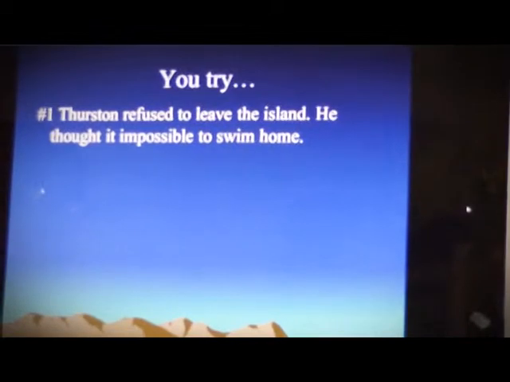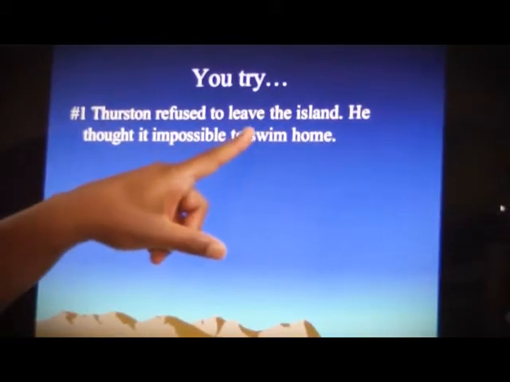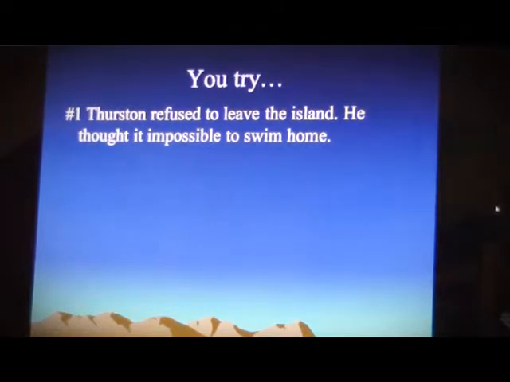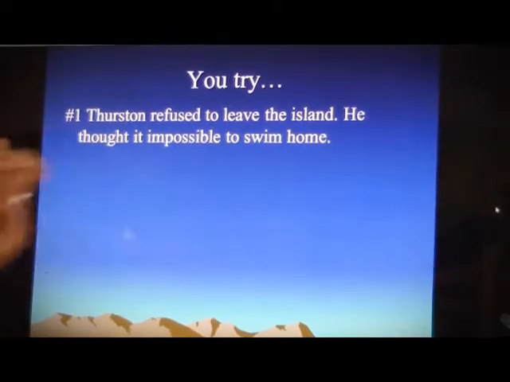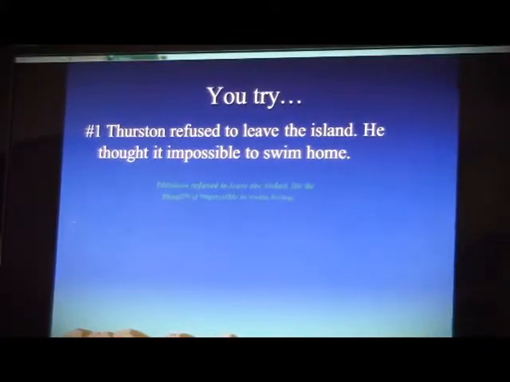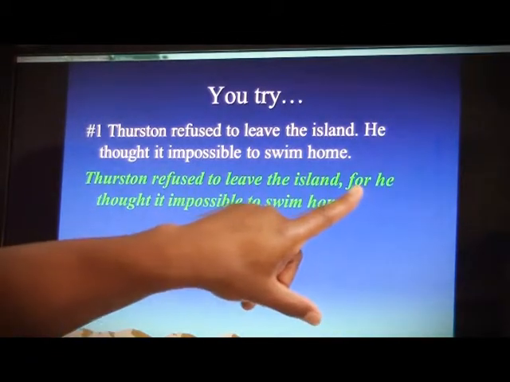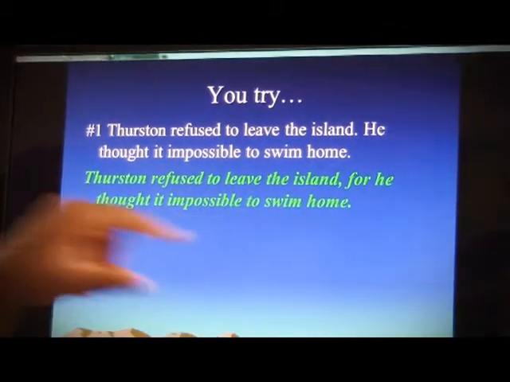Thurston. Now you try. Thurston refused to leave the island. He thought it was impossible to swim home. You may not remember, but Thurston Howell was somebody on Gilligan's Island. I know that's your favorite TV show nowadays. Love watching Gilligan's Island repeats? I know I do. Let's put this word in. Thurston refused to leave the island for he thought it impossible to swim home.